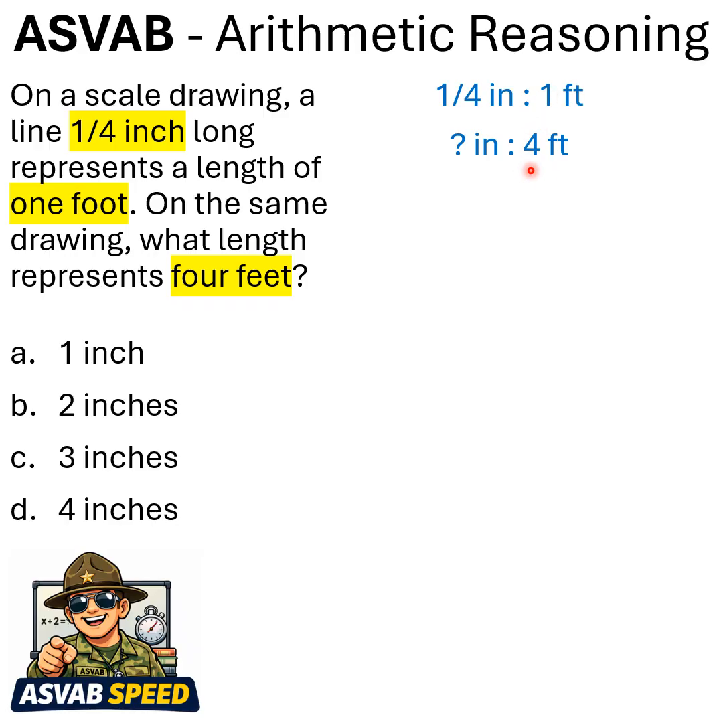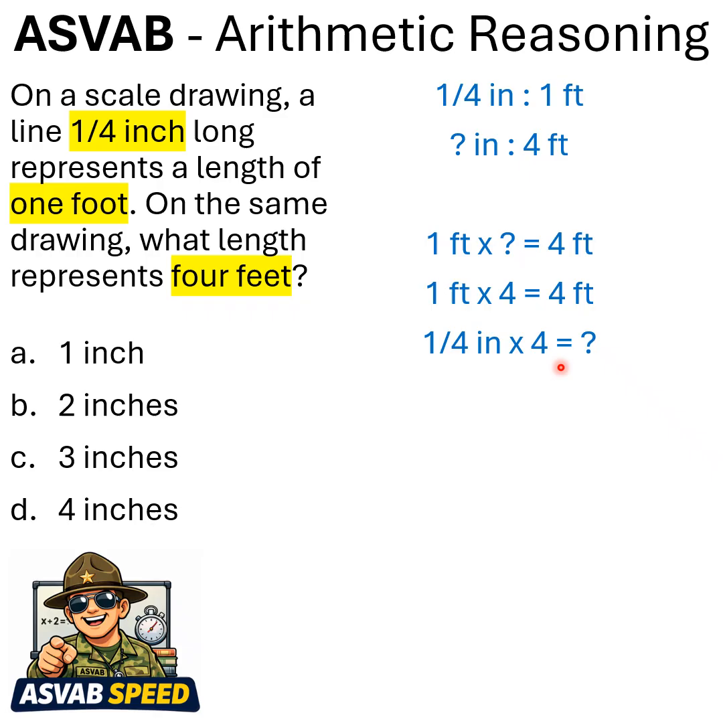Well, 4 and 1 makes that simple. Let's rewrite that. 1 foot times what equals 4 feet? Well, that's easy. 1 foot times 4 equals 4 feet. So let's do the same with the inches. 1/4 inch times 4 equals what?